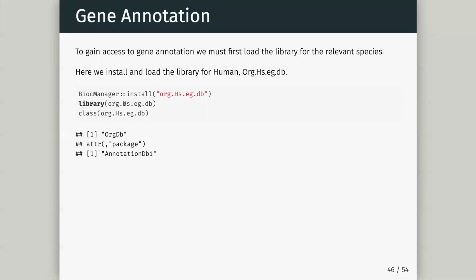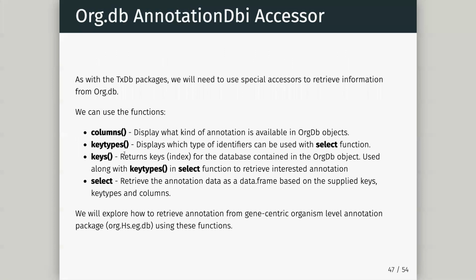Once it's installed, we can load it, check the class, and see we have an OrgDb class from the AnnotationDbi package. Whereas TxDbs were built by GenomicFeatures, AnnotationDbi builds our org.db packages. As with TxDb packages, we will need to use special accessors. It can't just be a data frame anymore. We need accessors to get the information out of it, and we're going to use particular functions.